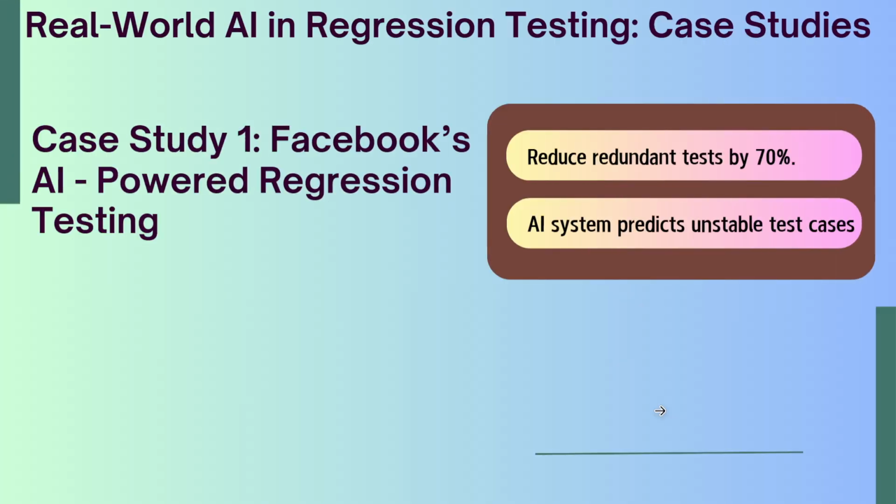Case study 1, Facebook's AI-powered regression testing. Facebook uses AI-based test selection to reduce redundant tests by 70%, and their AI system predicts unstable test cases before execution, improving CI/CD efficiency.